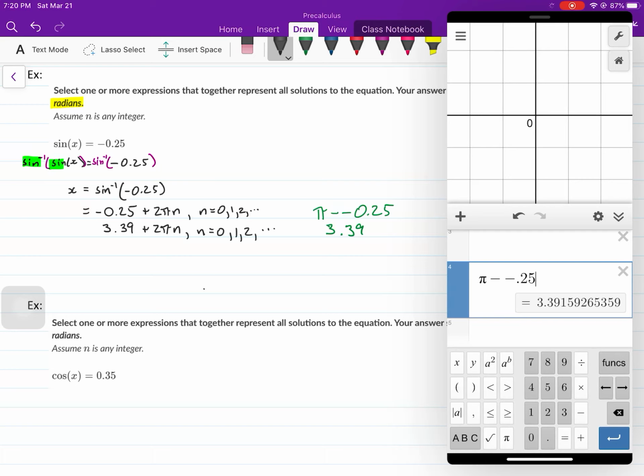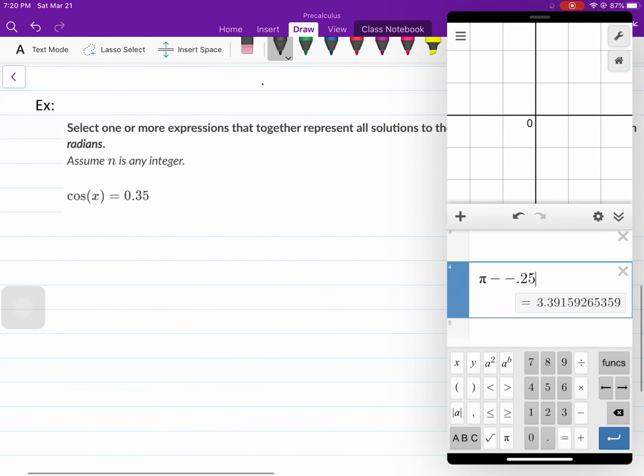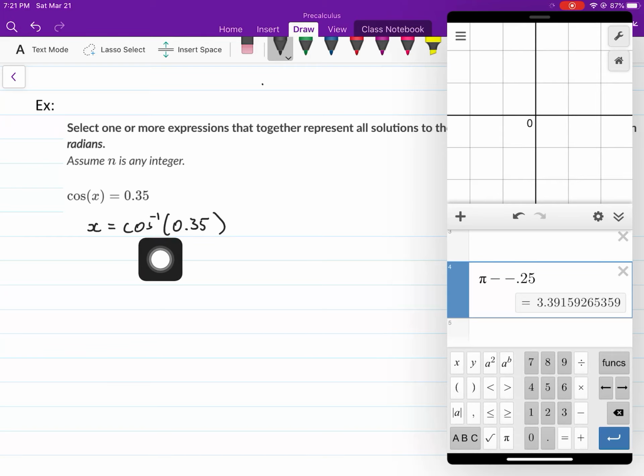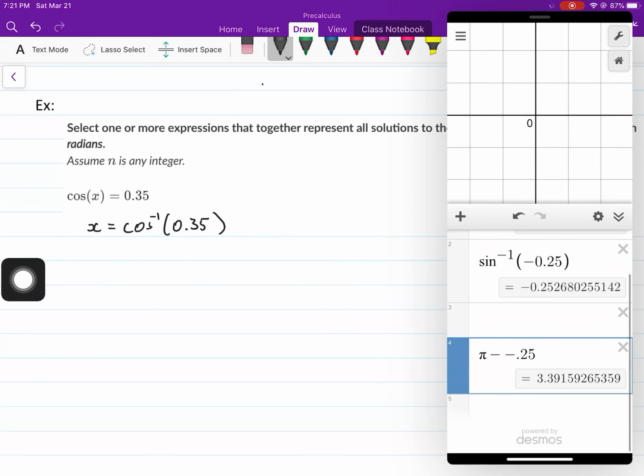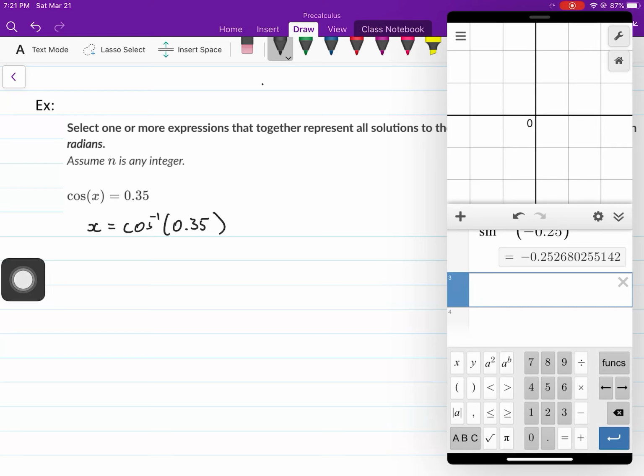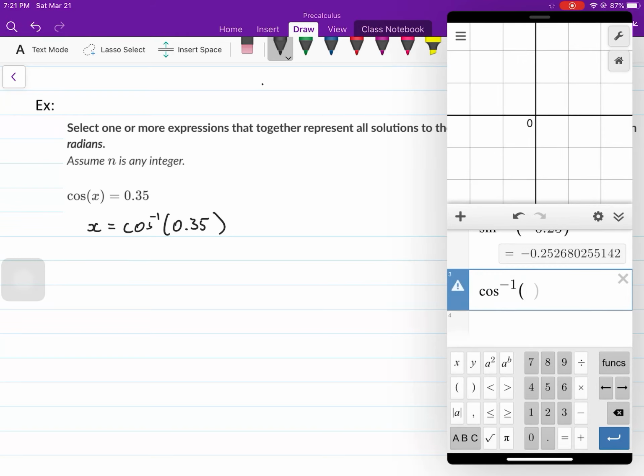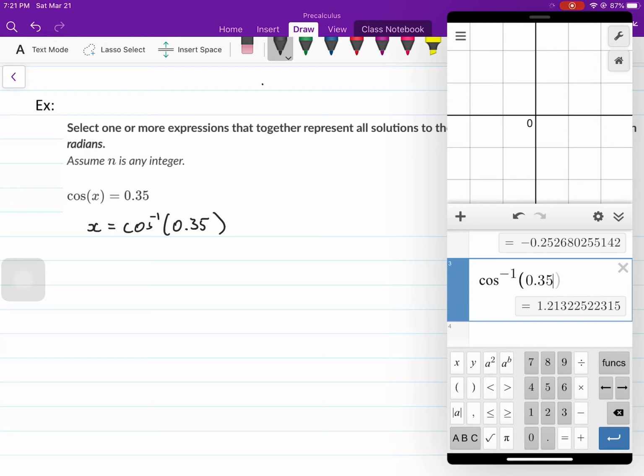Now cosine, how does this one work? For cosine, same idea, so I'll just skip to the good part. We're going to say x equals arc cosine or cosine inverse of 0.35. And once again, we're using this inverse of cosine because this says cosine. Don't get mixed up and use arc sine or something. That would be a bad idea. So I'm going to punch that into the calculator. Of course, remember, it gives me the principal value, which is not the only value that it occurs at. So x equals 1.21 plus 2 pi n for n equal to 0, 1, 2, and so on.